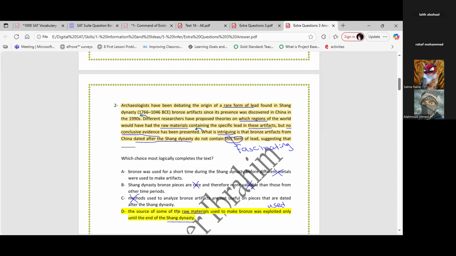The source of some of the raw materials, like the rare form of lead, used to make bronze was exploited only until the end of the Shang dynasty? Yes, because after the Shang dynasty, they use another form. So the answer is D. Clear, Ahmed Hani? D. Clear, Selma?